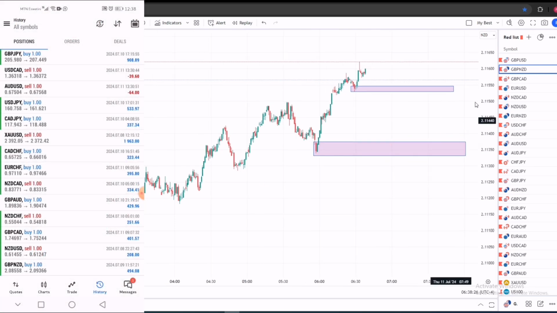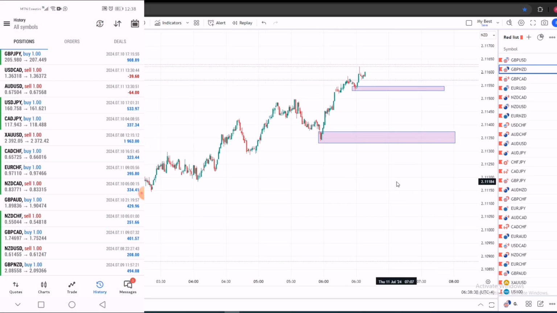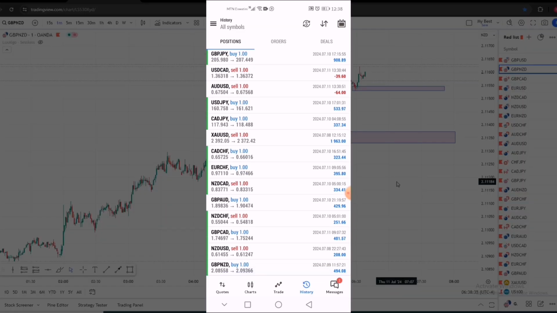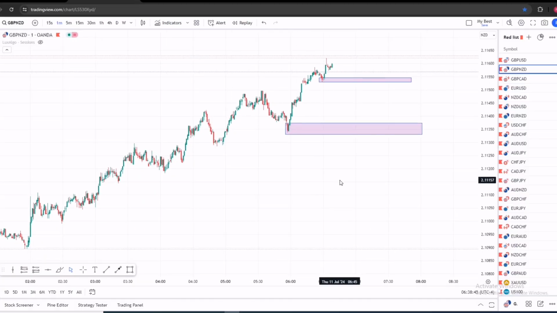Let me show you that this strategy really works. I haven't changed it because it works. These are my trades on the big account, and this is from, let me say, last week. So what I will do now is place trades.